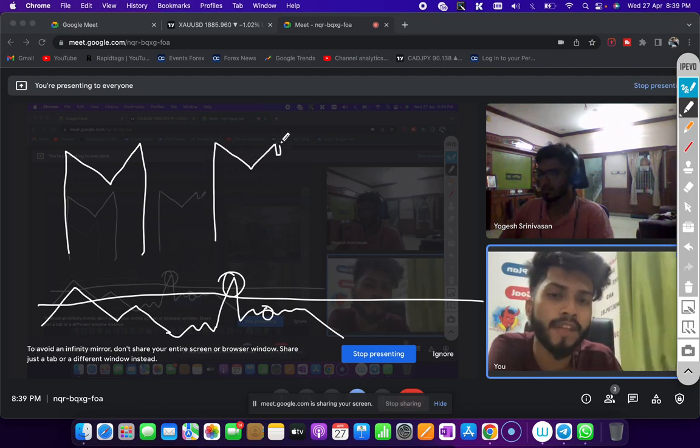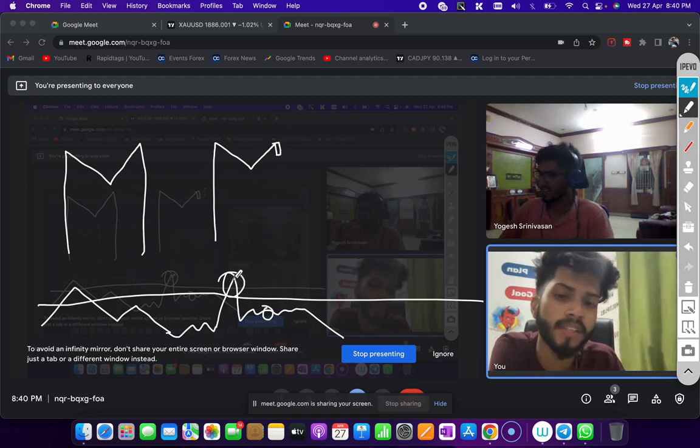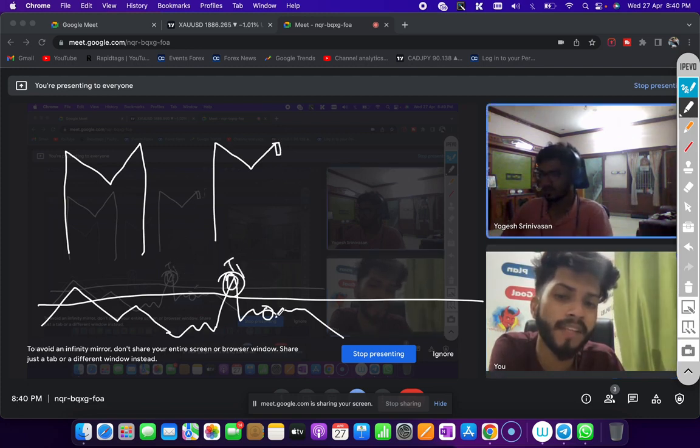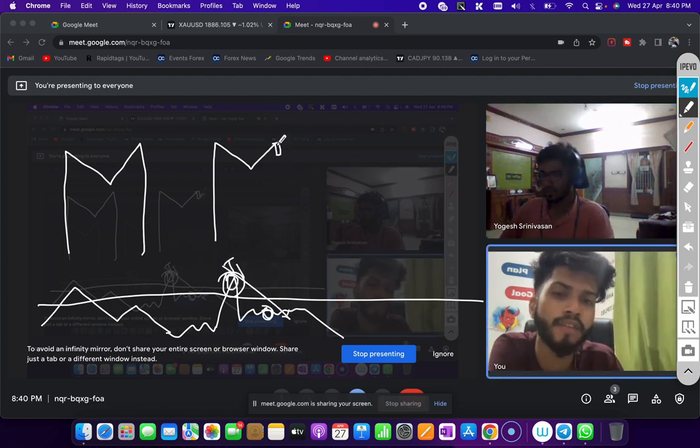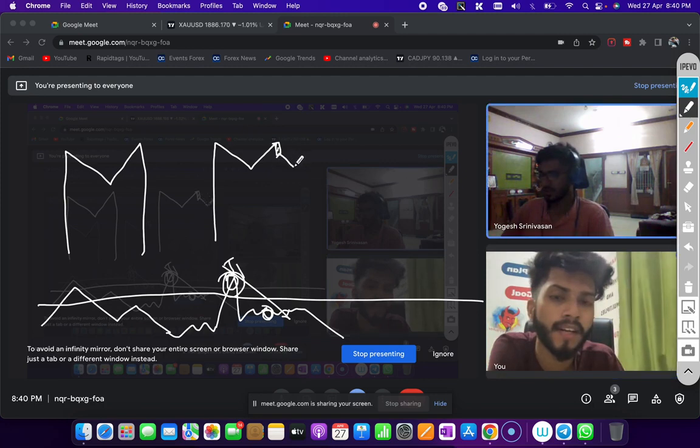So here it forms a red candle. According to the strategy, you will short, because this is above 70 and this is below 70, and you find a red candle out there, so you will short. So we have multiple confirmations, and we can short. Now it goes down and it again goes up.